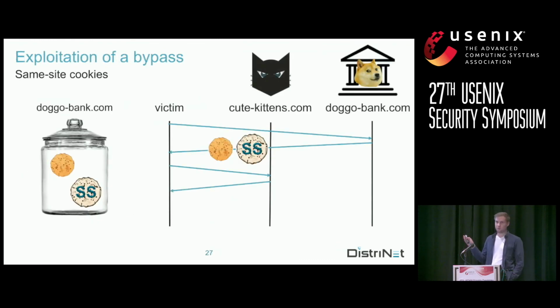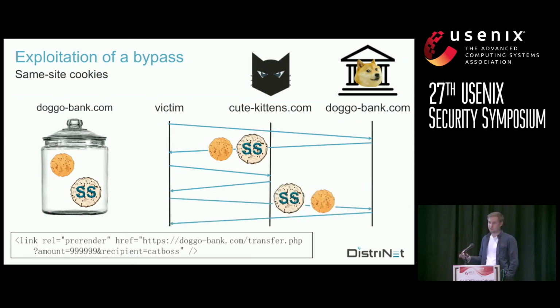So let's see how we can use such a bypass to make an attack successful again. So again, the case of ToggoBank, they use same-site cookies for authentication purposes, but this time Cute Kittens, or the person behind it, has read our paper and uses pre-vendor functionality to bypass this policy. So in this case, the same-site cookies are just included in the cross-site request, making the request authenticated again.